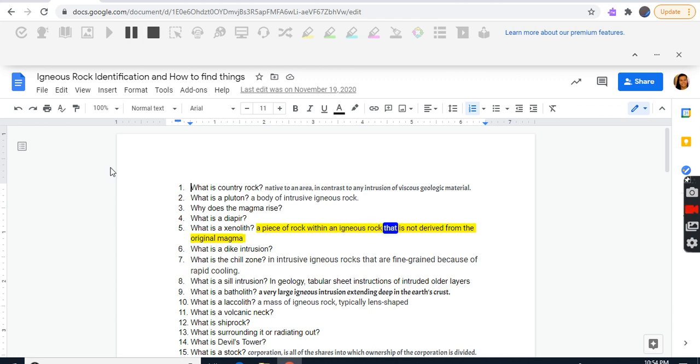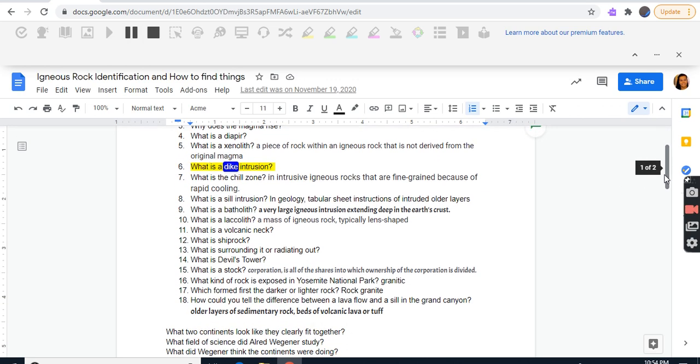An igneous rock that is not derived from the original magma. 6. What is a dike intrusion? 7. What is the chill zone? In intrusive igneous rocks that are fine-grained because of rapid cooling. 8.